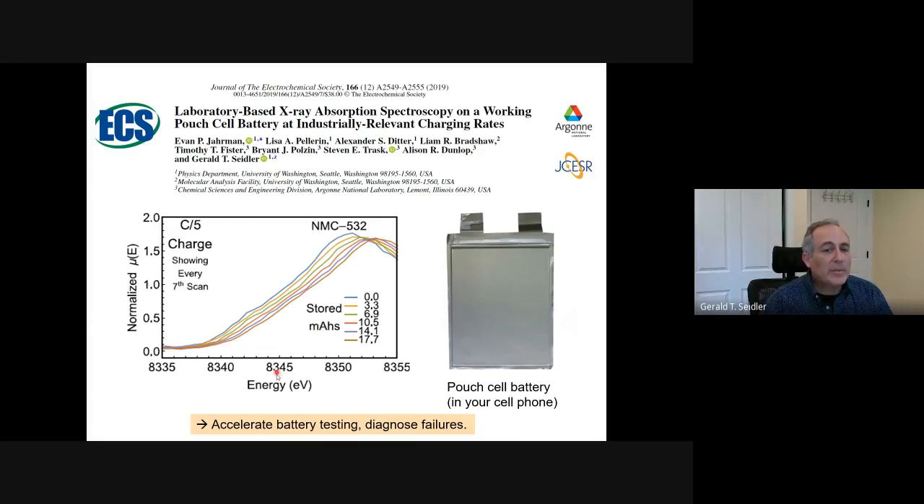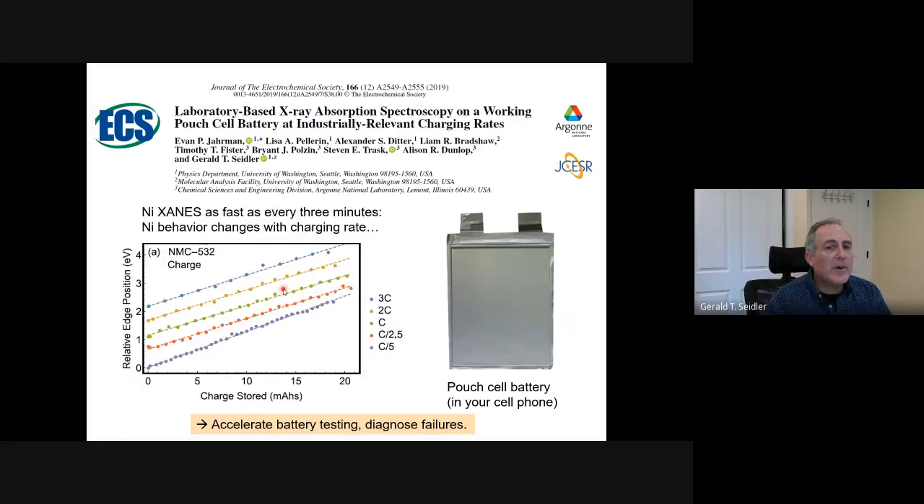And so we were able to look at the nickel K edge, and the shift in the rise in absorption is telling you how the nickel is actually involved in the redox process inside the battery. And we can do that very quickly and study fast charging in the lab. So hopefully that'll become a new way to do battery testing and to diagnose failures in battery manufacture.